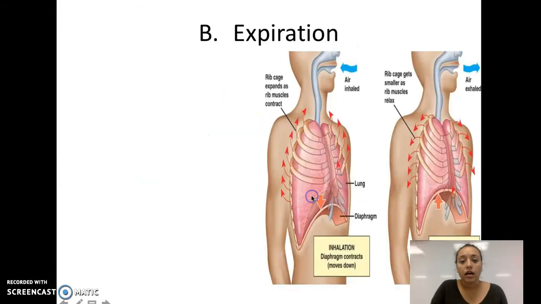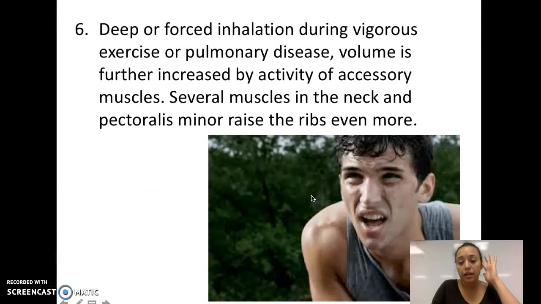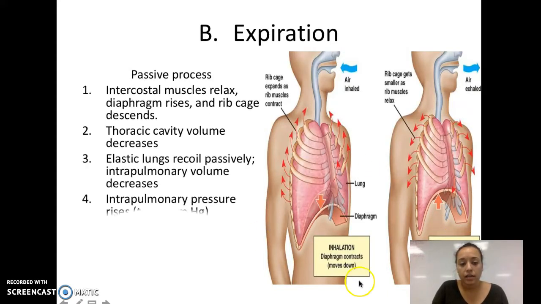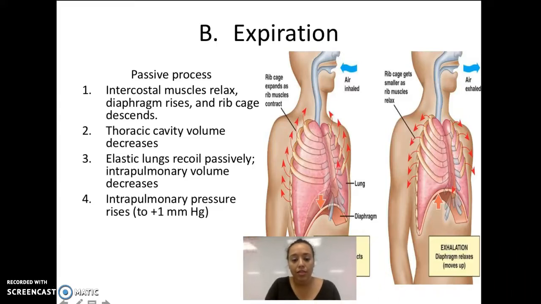Just as another thing, if you are exercising, you can use more muscles, pectoralis minor, and more muscles in the ribs. Okay, so expiration is basically the opposite. So let me get all these down, and then I'll move this to this side.